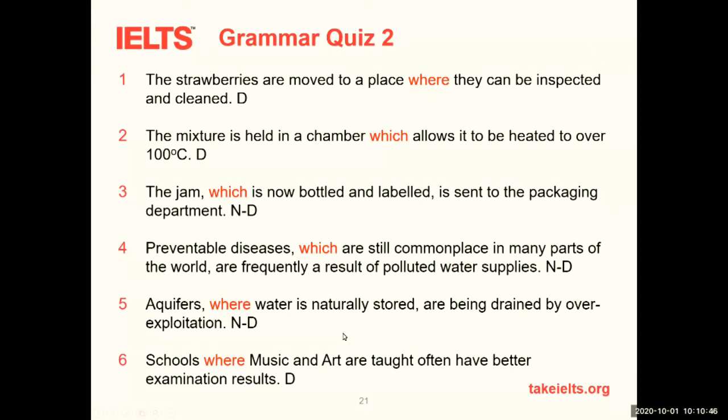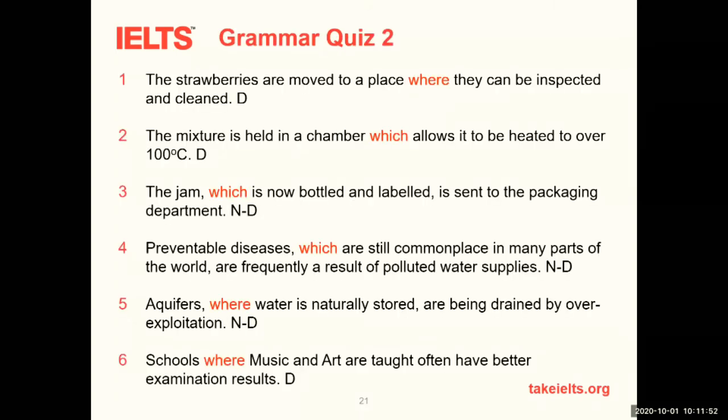Okay, so again, defining relative clauses tell us what something is. I mean, if we just look at number 1, if we just have the sentence, the strawberries are moved to a place, we don't know what that place is. We've got no idea. But if we add a defining relative clause, where they can be inspected and cleaned, it's clear that that's the place they're going to. So it tells us, it defines the place, and that's a defining relative clause.